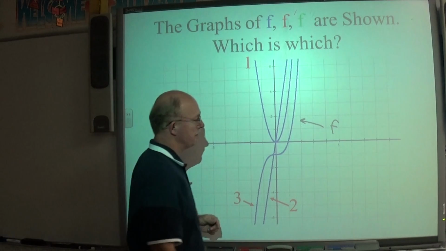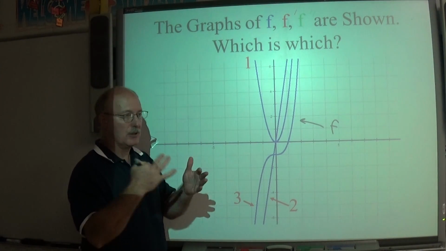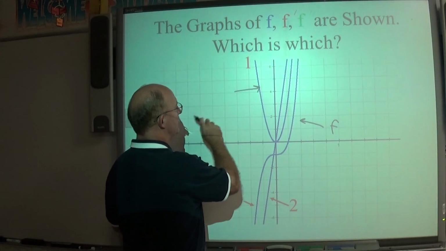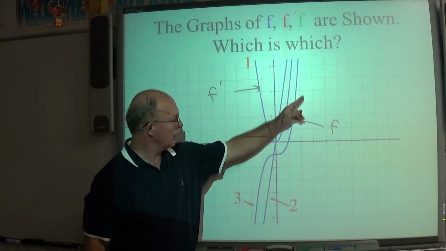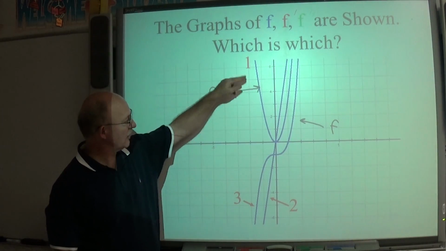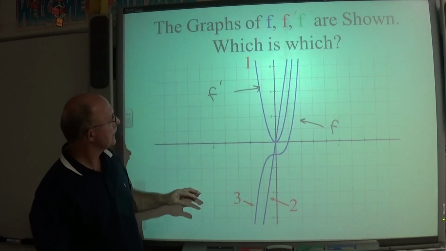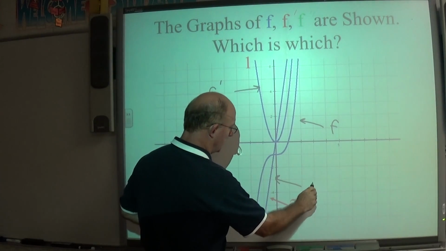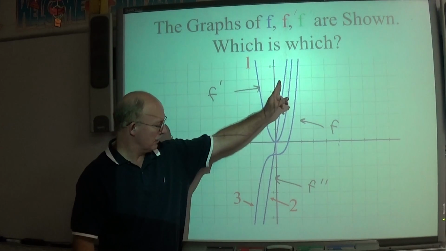So that would have to be f, the original function. It'd be cubic, that's degree 3. The first derivative would have to be graph number 1, so that's going to be f prime. The cubic function is the original function, and subtracting 1 from your exponent would give you degree 2. That would be the parabola, and that's graph number 1. So that would leave us with the linear function here as the second derivative.